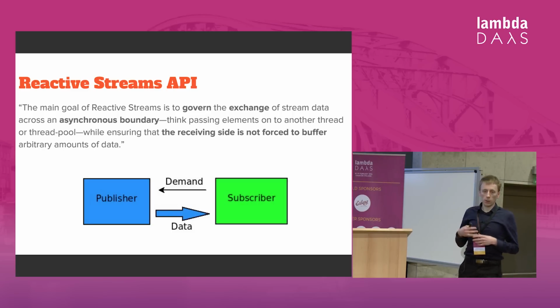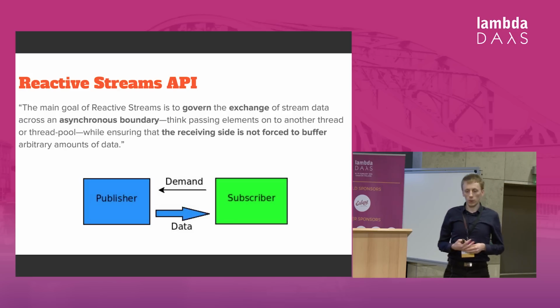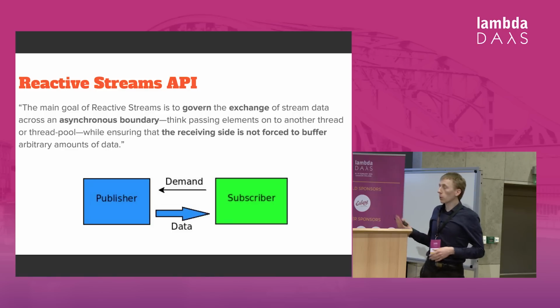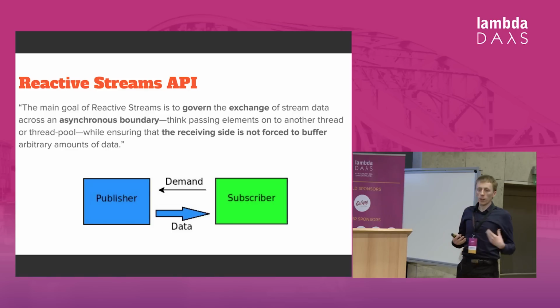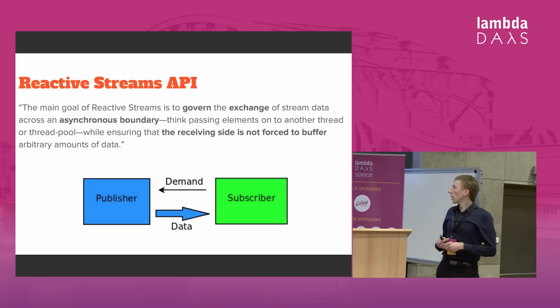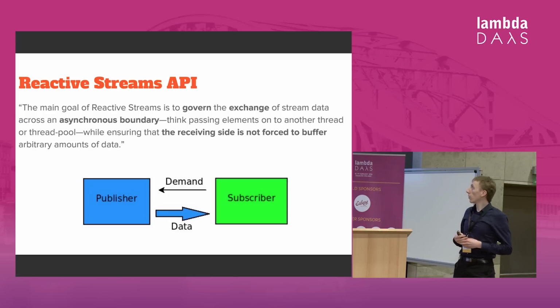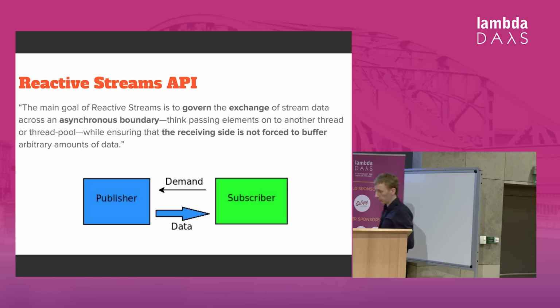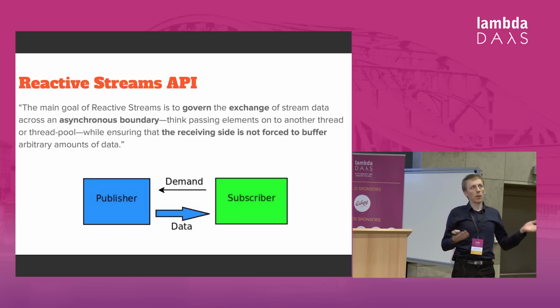So basically, at its core, we have a publisher and a subscriber, and the publisher produces data, and the consumer or subscriber would like to efficiently and at its own pace consume the data. So there is some feedback loop where the subscriber specifies the demand. As it's highlighted, it's for governing the exchange over an asynchronous boundary, so the subscriber is not forced to buffer data. And it's pretty natural when we design and build a distributed system. We have message queues, some nodes, some pieces of architecture.